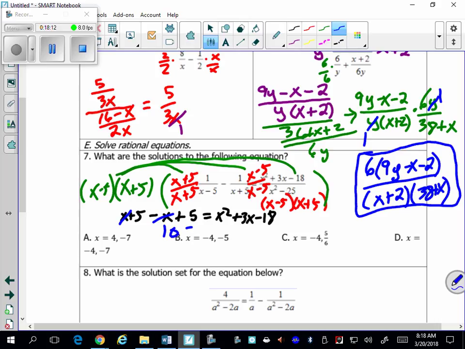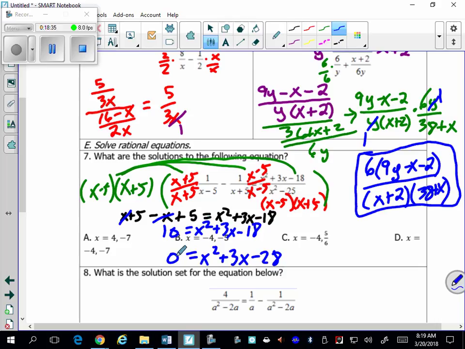Subtract the 10 over. The reason why I'm doing that is because I see an x squared term. Anytime you have x squared terms, quadratic, you should be thinking factor to solve or quadratic formula. So in order to either factor or use quadratic formula, the equation always has to equal 0. So that's why I subtract 10 over.